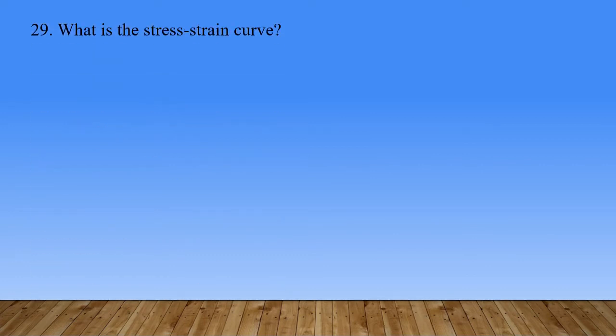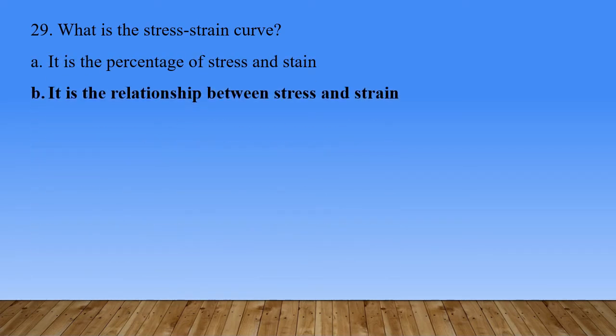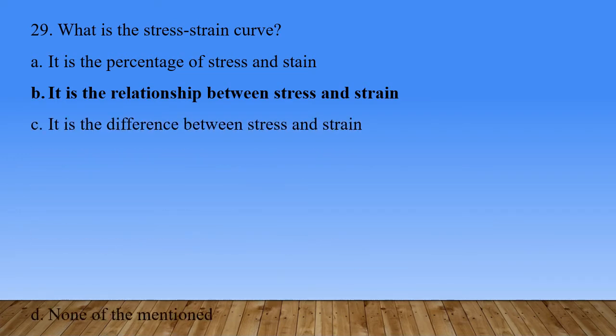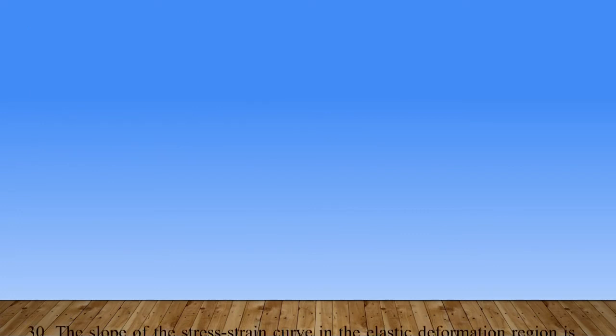Question number 29. What is the stress strain curve? Option A, it is the percentage of stress and strain. Option B, it is a relationship between stress and strain. Option C, it is a difference between stress and strain. Option D, none of the mentioned. The correct answer is option B, that is it is the relationship between stress and strain.